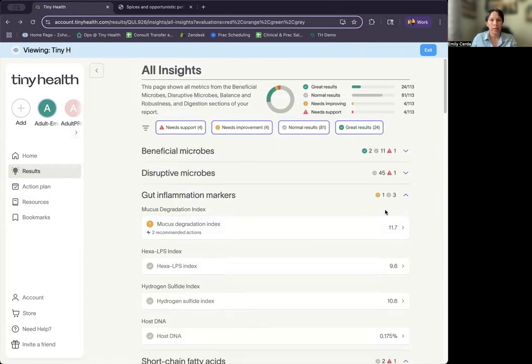Okay, so that is looking at the inflammation markers. Remember, for index, we're looking at both microbes and genes to develop this index. And then host DNA is the human DNA in the sample.